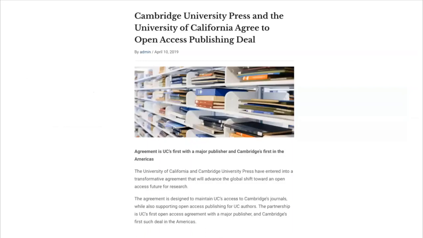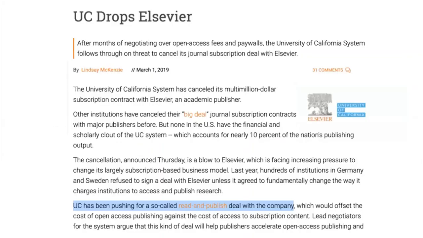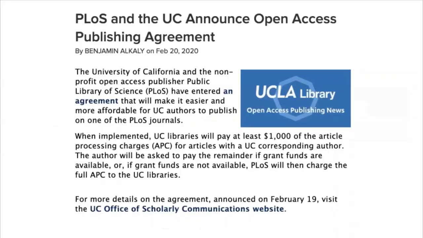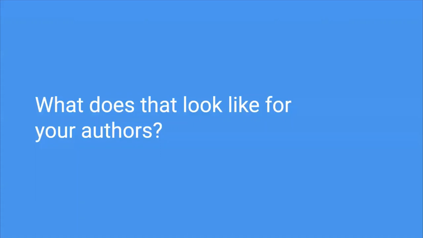And surely you've all heard at this point lots of buzz about open access deals and how they play in. So this one about the Cambridge University Press and the University of California, UC dropping Elsevier, for example, PLOS and UC, there's just more and more of these coming out. And that is surely why you're in this session. And we want to think about that from what it looks like for your authors.